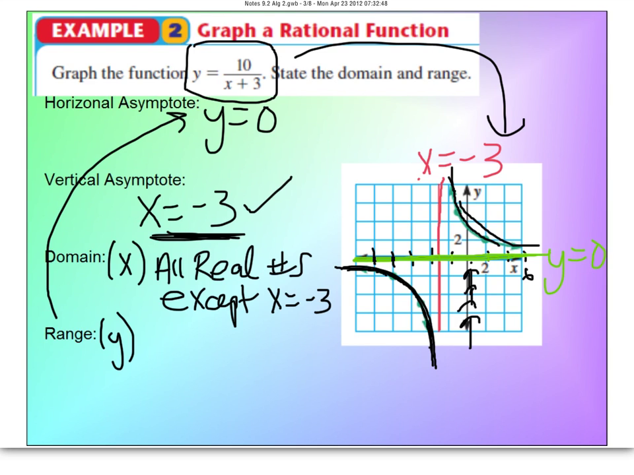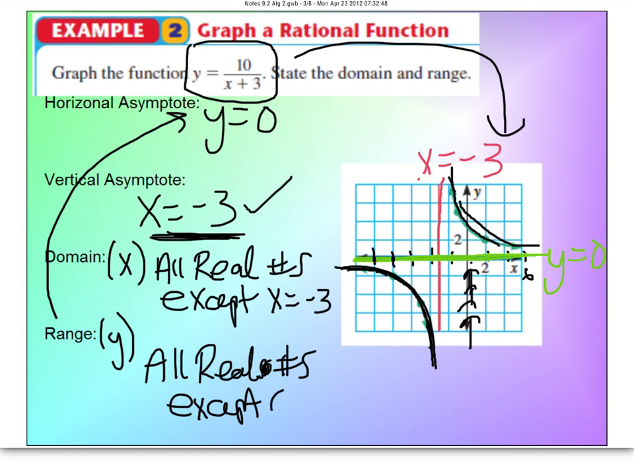Again, the range deals with the y's, which deals with the y asymptote. So on here, the range is all real numbers except 0.